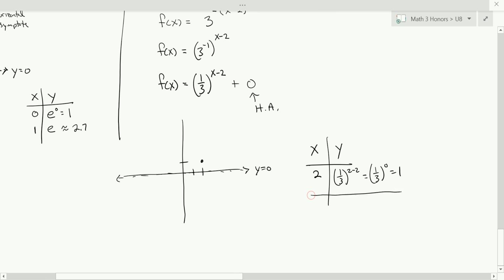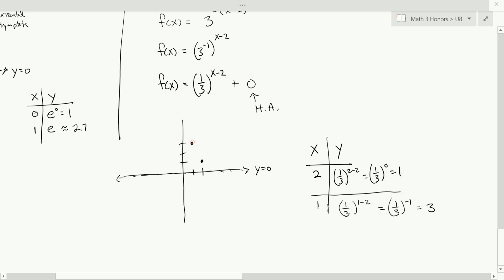If I go for a positive exponent, like 1/3 to the first, 1/3 to the second, it's going to be a fraction. Let's go for an integer, though, if we can. So what would be another good number to plug in? What would happen if I plugged in a 1? I get 1/3 to the 1 minus 2, which is 1/3 to the negative 1, which is 3. So if you have a fraction, you actually want a negative exponent to get rid of your fraction. Okay. So at 1, we're up at 3.